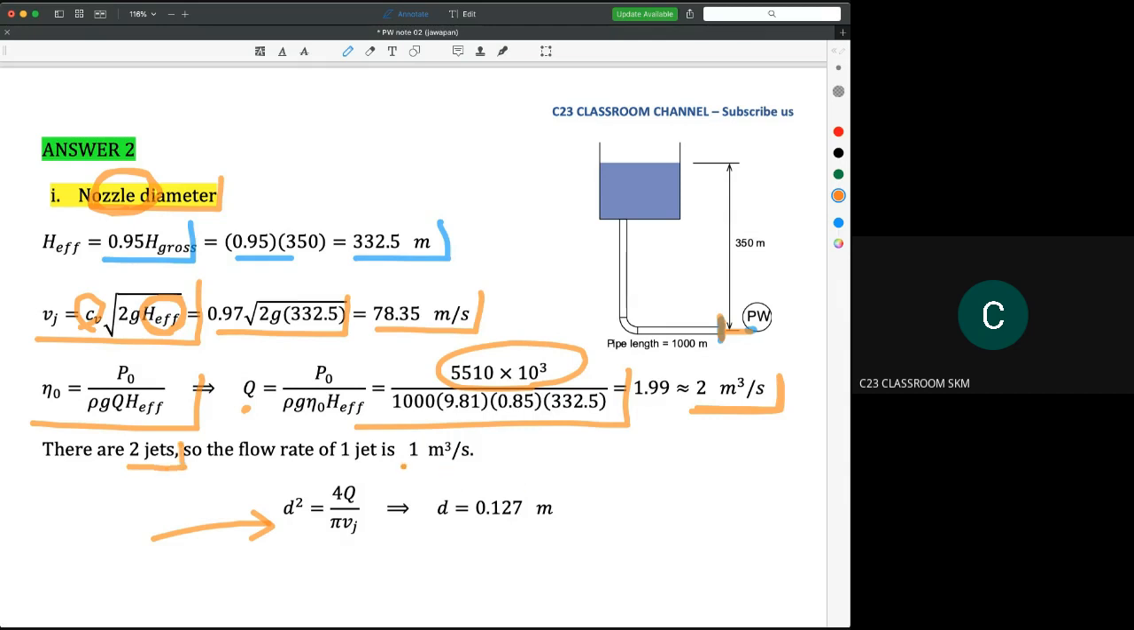So we have 1 meter cube per second. And then we could use this equation. I think I already explained it in my previous slide. So we could calculate the value of diameter of nozzle here is 0.127 meters.